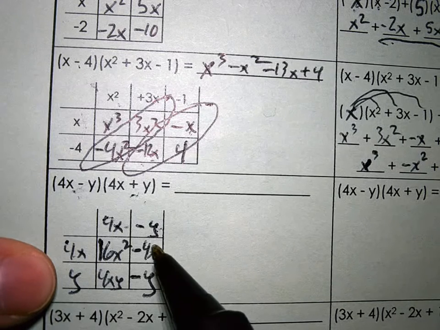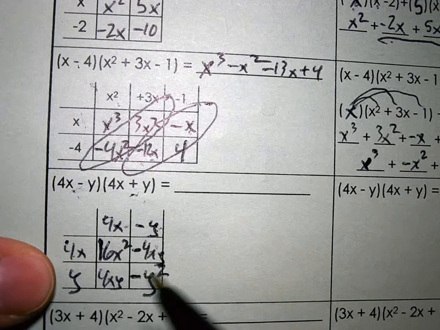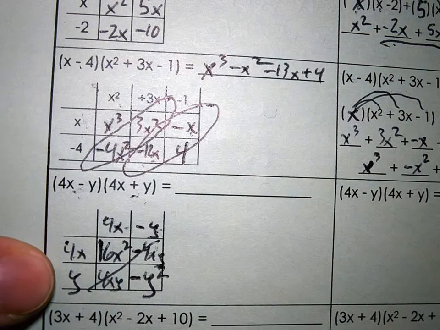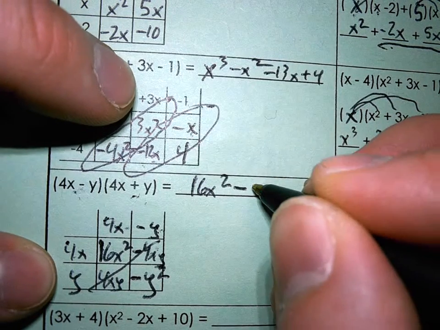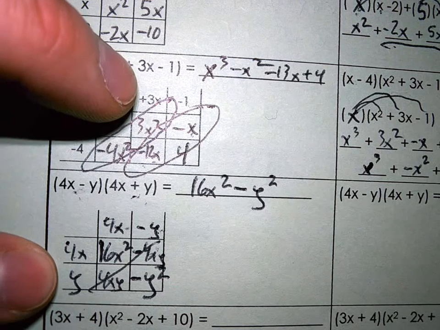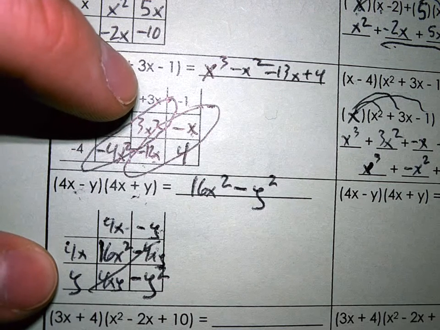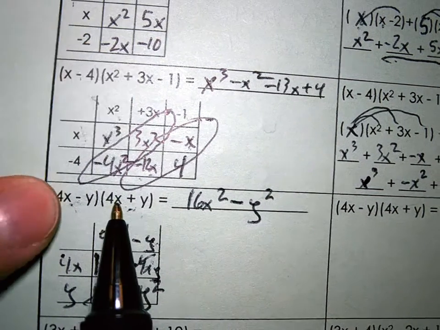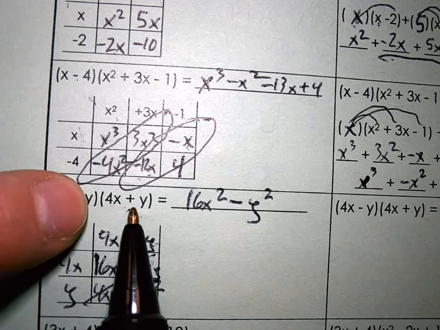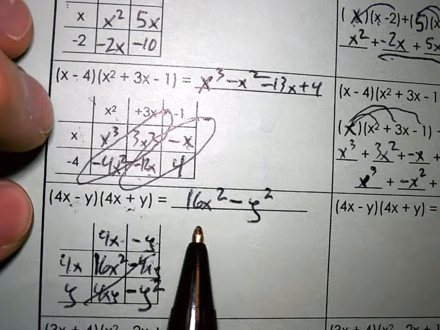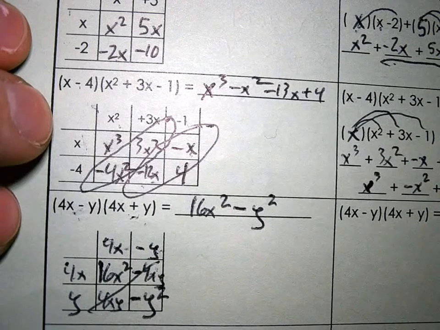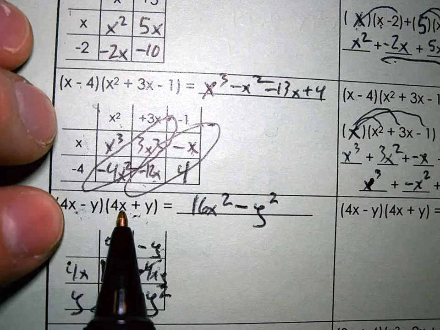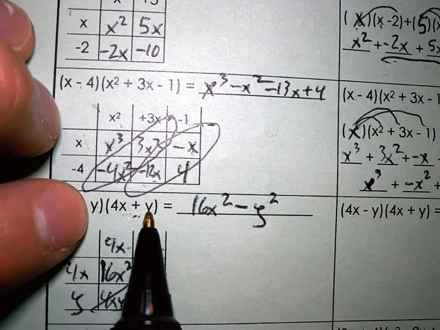So what happens with these two terms? Correct, they cancel each other. They're the same, but one's positive, one's negative. So I'm left with 16x squared minus y squared. If you notice, I end up multiplying the first two together and the last two together, and then I'm stuck with that, because when I do those two terms, they cancel each other out. Now this only works when the first term is the same as the first term and the last term is the same as the last term, but the sign's opposite.